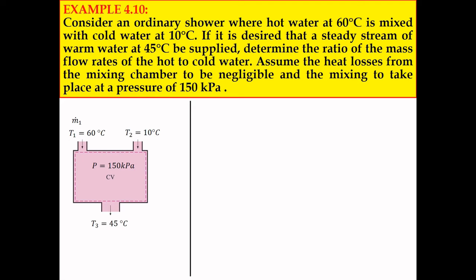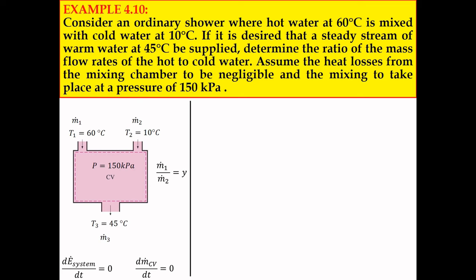We will have m1 dot represent the mass flow rate at the first inlet, m2 dot represent the mass flow rate at the second inlet, and m3 dot represent the mass flow rate at the outlet of the mixing chamber. Due to the steady flow process involved in this mixing chamber, dE system over dt will be equal to 0. For the principle of mass balance, dm system over dt is also equal to 0.